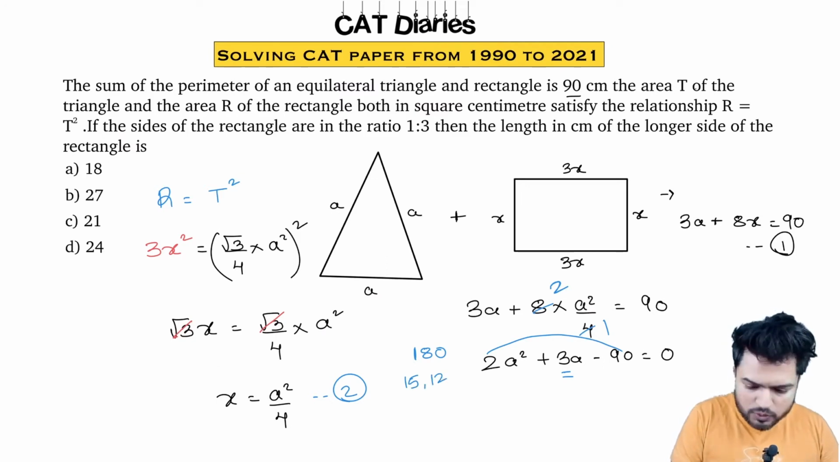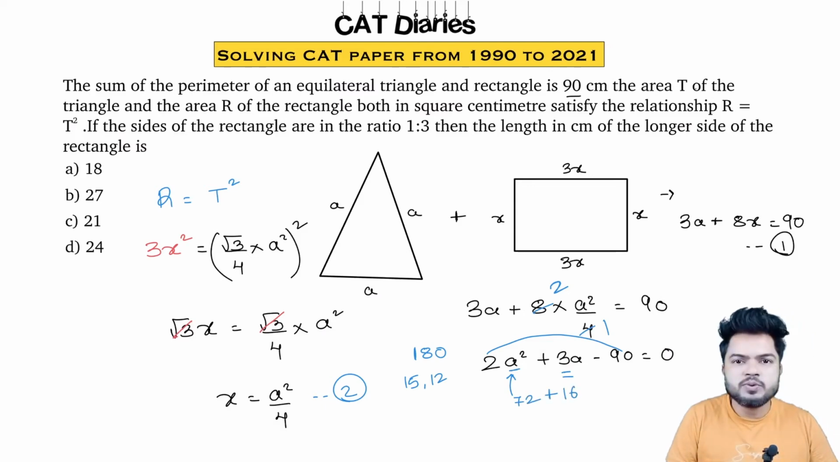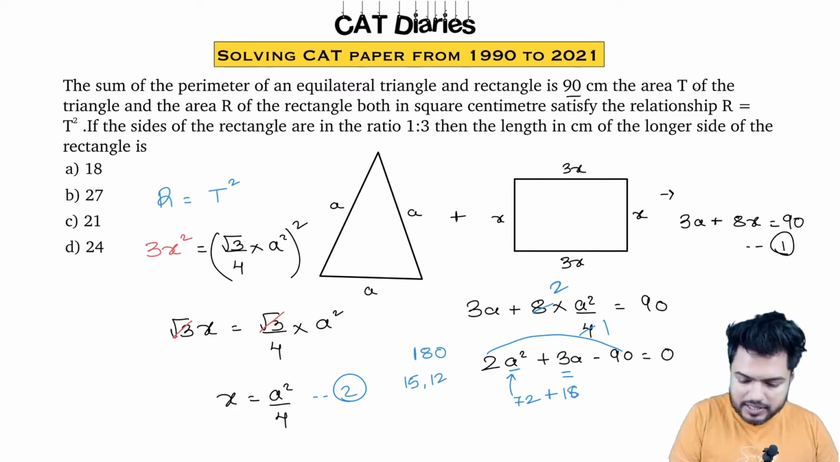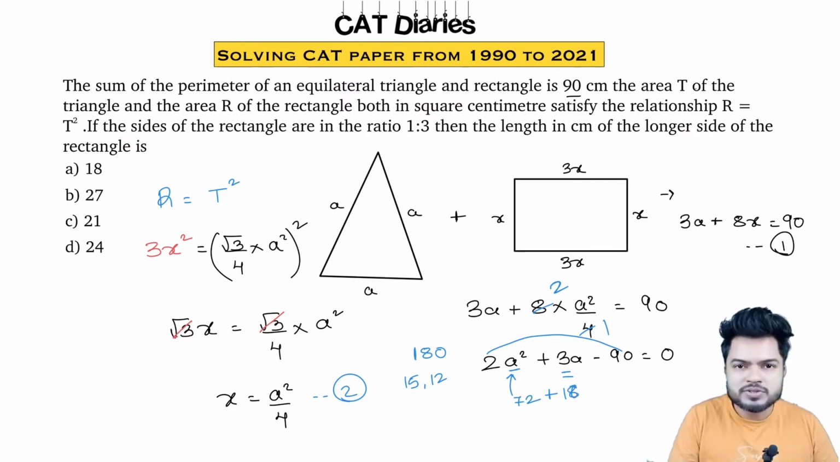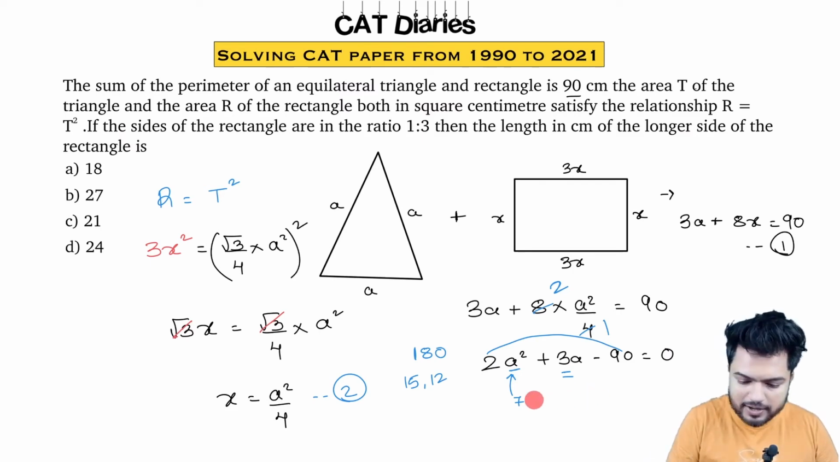Okay, you can just try with some values as well. What if I put this as 6? Let's say this is 36 into 2, 72, plus 6 into 3, 18. 72 plus 18 will be equal to 90. 90 minus 90 will be equal to 0. So you can do some trial and error here as well.